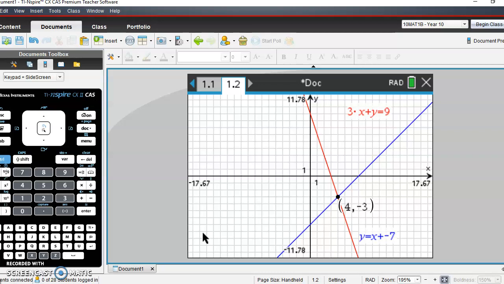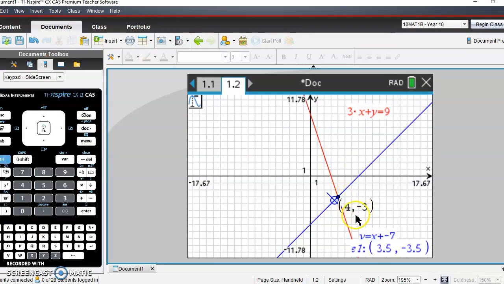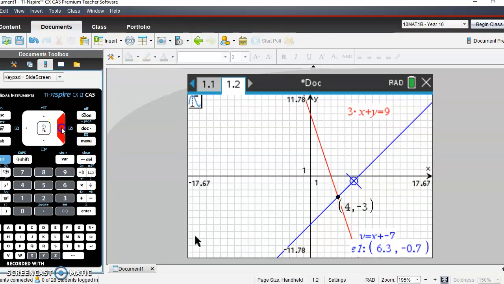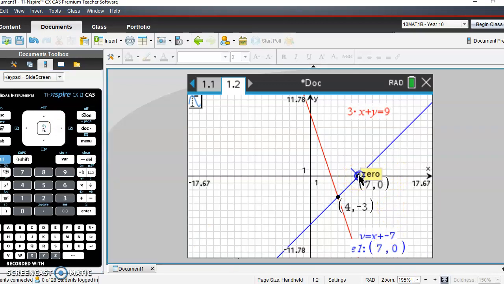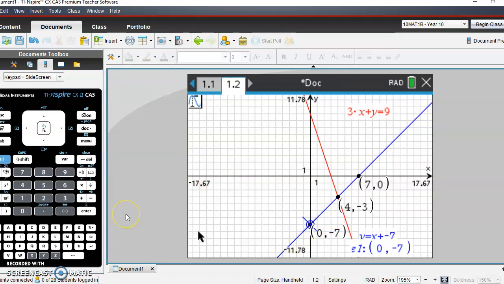So how is this useful? Remember, I can do trace, a menu trace, graph trace, and at the moment I'm on the blue line. I can easily identify these two key points, the x and y intercepts, by doing left and right until I get there. So we now know that we have that point there, 7, 0. Go to the other end, and it should find us fine. Press enter on that point, and there you've got 0, minus 7.